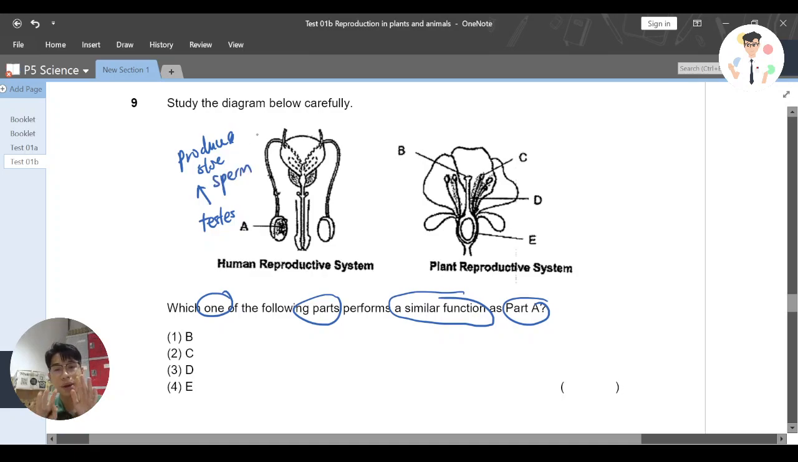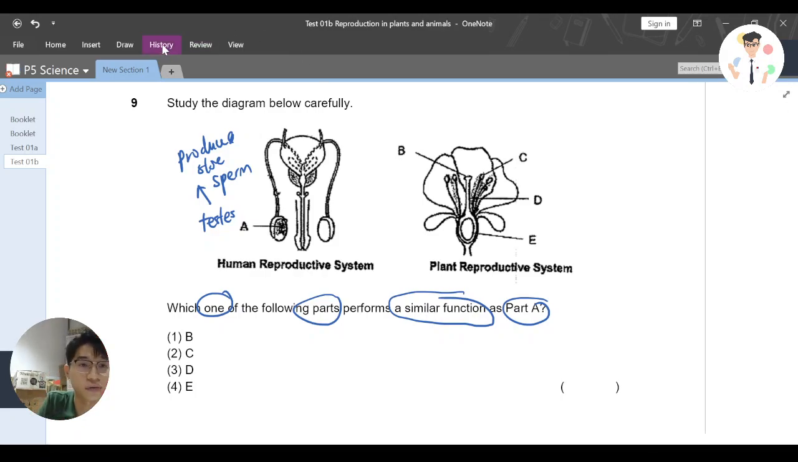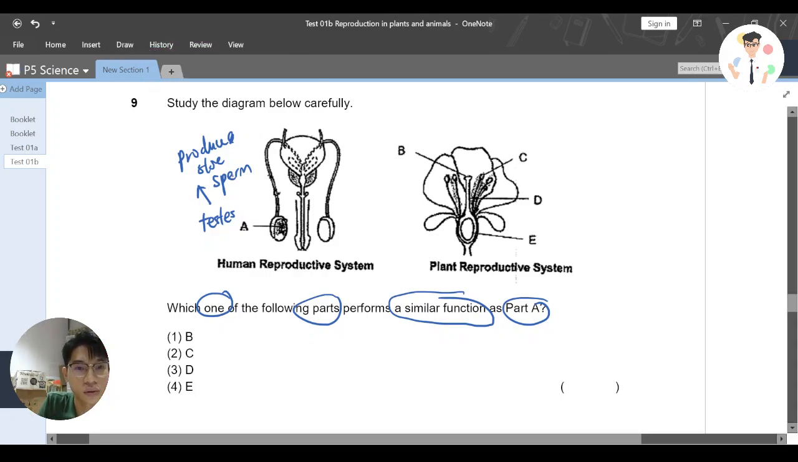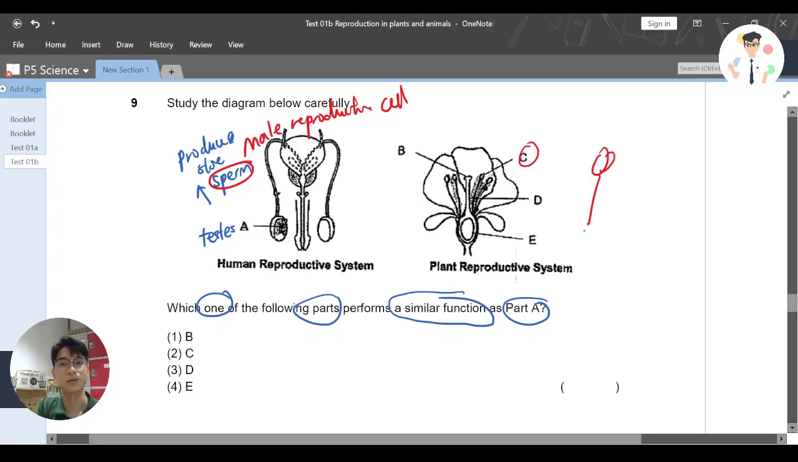And again, now we are comparing human and plant, so you need to be very careful, okay? So we can also use the words male reproductive cell, because you know that plants don't have sperm, right? But they have something similar, which is a male reproductive cell. So which part produces and stores male reproductive cells? B is basically the stigma, C is the anther, D I think is the filament, E is the ovary. So which one? Obviously it's supposed to be C, the anther. So the answer is number 2.